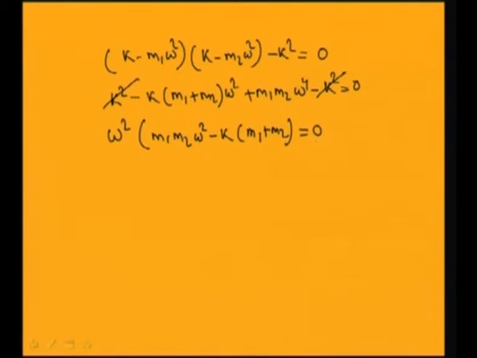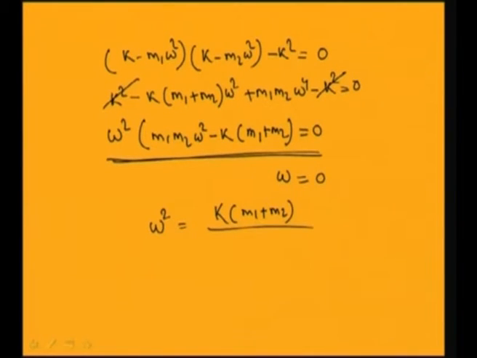So from this equation you can observe that either omega equal to 0 or this part will be equal to 0. So you are getting a frequency omega equal to 0. The other frequency can be obtained from this. So this gives omega square equal to k into m1 plus m2 by m1 m2. So this is your omega 1 equal to 0 and omega 2 you can write equal to root over k into m1 plus m2 by m1 m2.